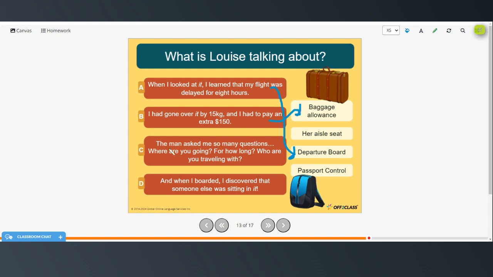The man asked me so many questions. Where are you going? For how long? Who are you traveling with? Passport control. And when I boarded, I discovered that someone else was sitting in it. That would be her aisle seat.